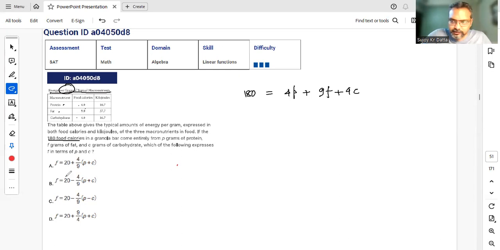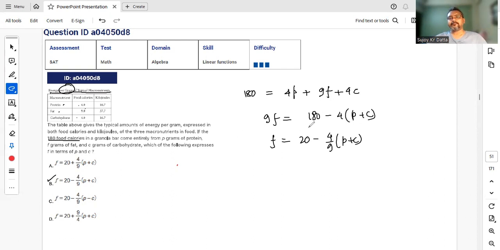Now, if you look at the answer choices, all of them are F equals. So we need to separate that F out. So 9F equals 180 minus 4 times (P plus C). Divide by 9. So F equals 20 minus 4 over 9 times (P plus C), option B. All right, let's look at the next one.